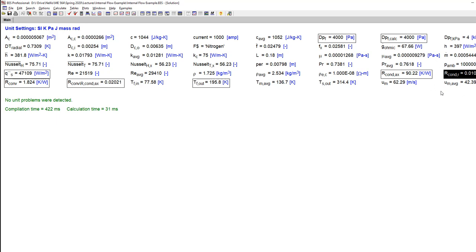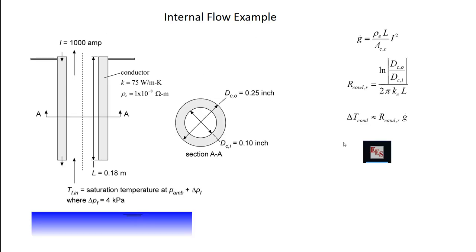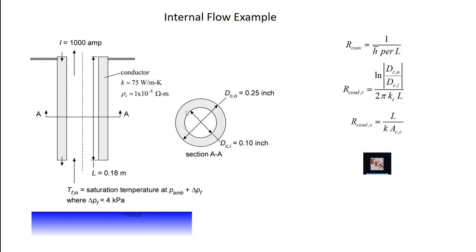It's only about 0.01 Kelvin per watt. All right, so the last thing I'd like to do before I call this good is decide whether or not my assumption that the axial conduction along this conductor could be neglected is valid.